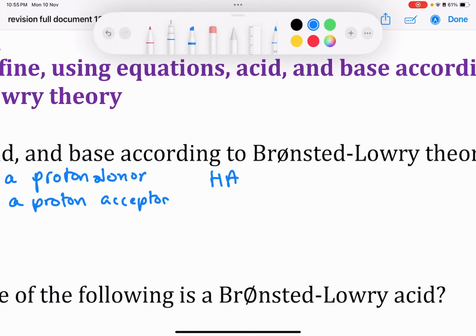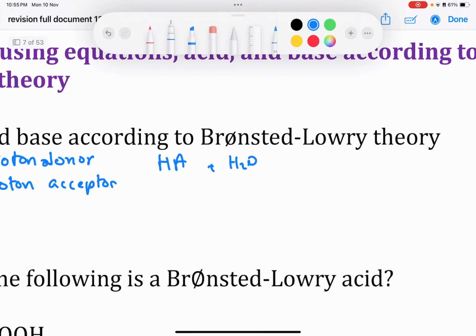Here's a Bronsted acid. If I add this acid to water molecule, it's going to be a donor of H+. So we'll get A- plus H3O+, the hydronium ion. So that's why HA is a Bronsted-Lowry acid, because it donated a proton to the water molecule.